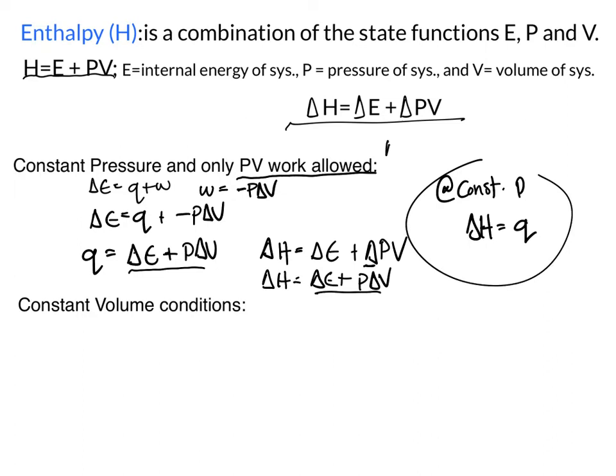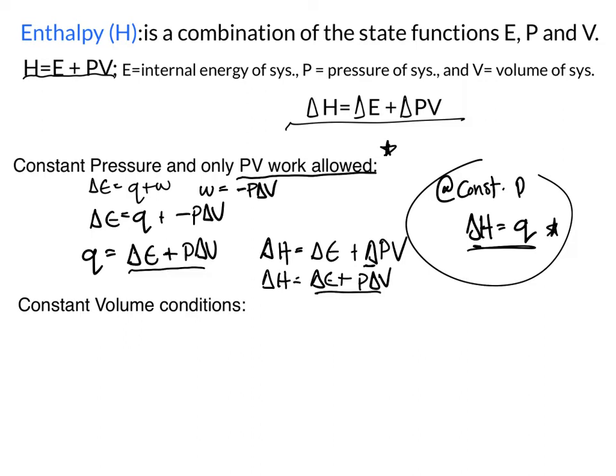And in chemistry, basically, probably 99% of the chem that you do is going to be at constant pressure conditions. So this relationship between enthalpy and your heat transfer, or your heat that is either absorbed or released by your reaction, they are going to be equal to one another.